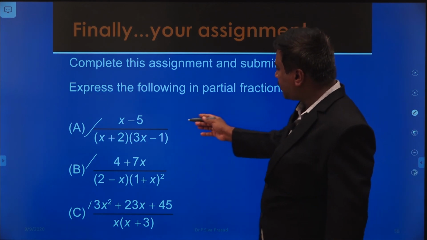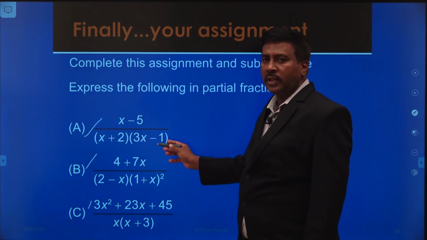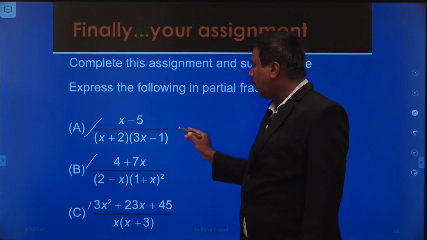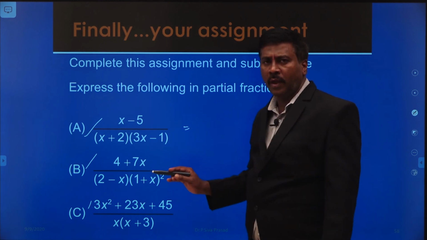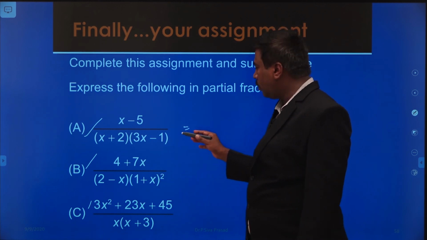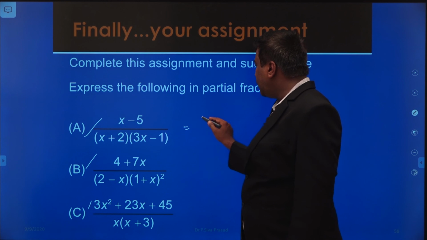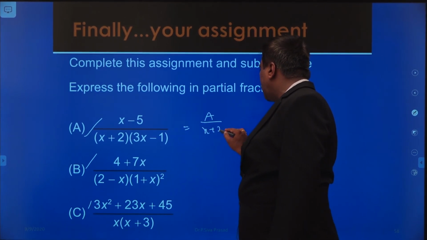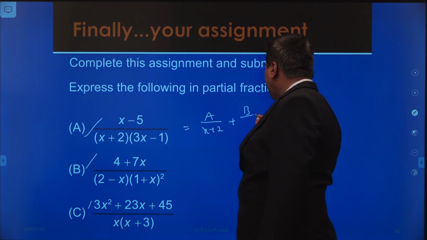This is also (x − 5) / ((x + 2)(3x − 1)). This is also a proper fraction. How you write this is up to you, using simple techniques in your own way. Here these are linear factors, that means A/(x + 2) + B/(3x − 1).